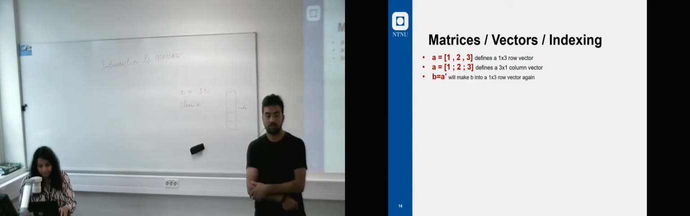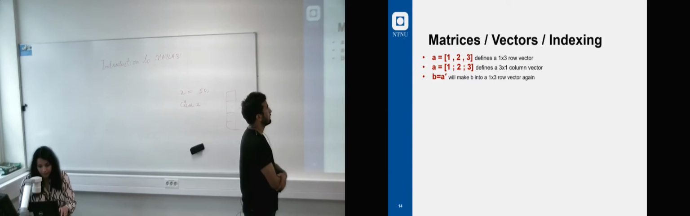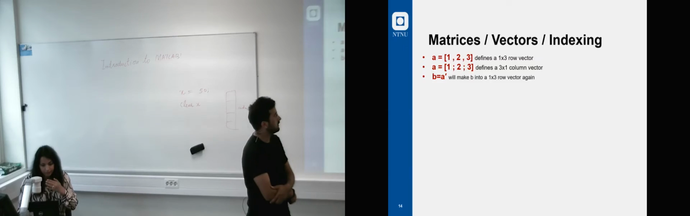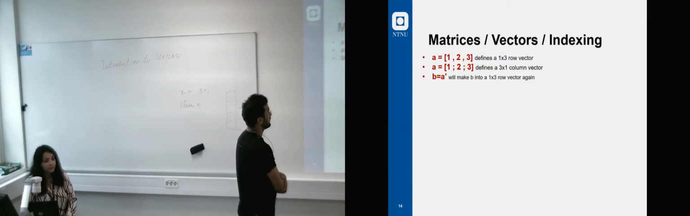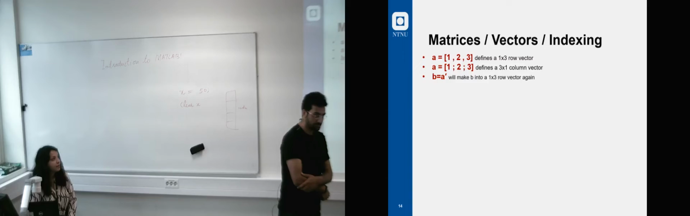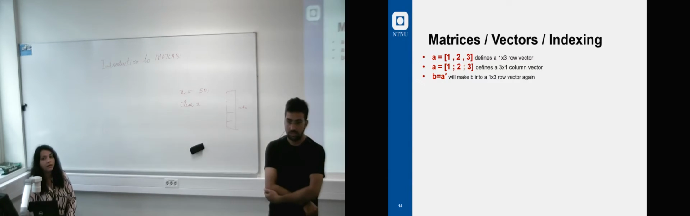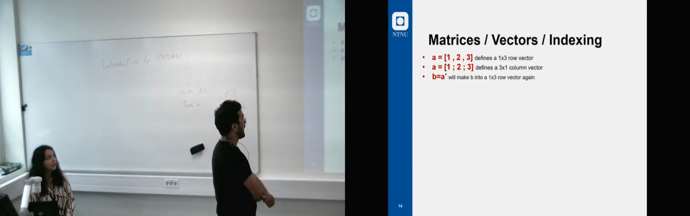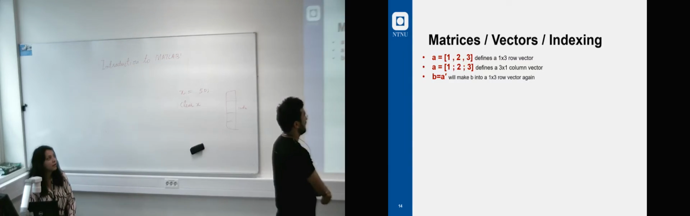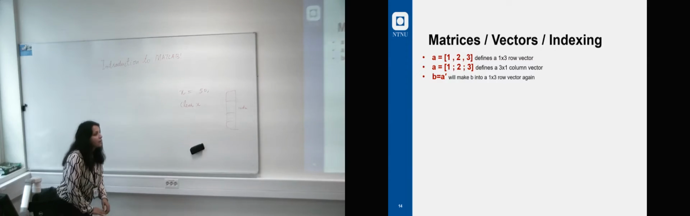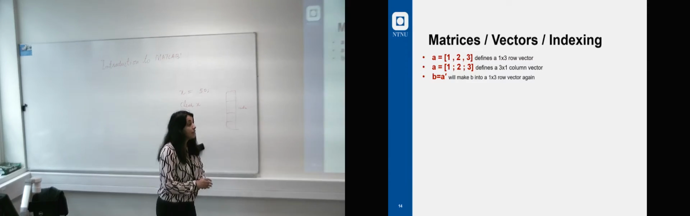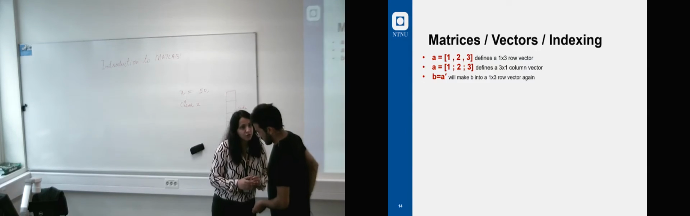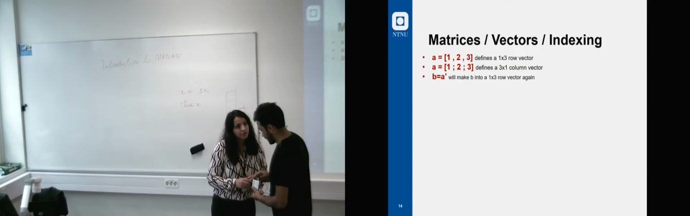If you can try this on your machines, with square brackets and a comma between the elements in a matrix, and hit enter. Some of you let me know if you can see a matrix with one row only. Yeah? Okay.